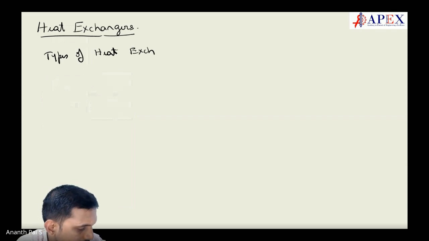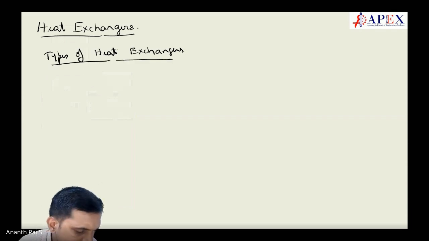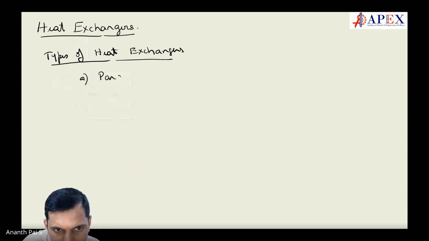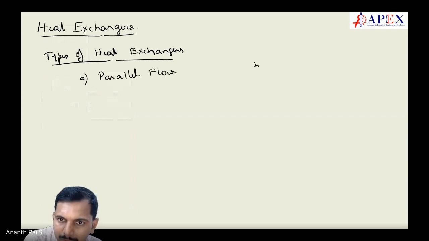Types of heat exchangers. The first one is called parallel flow heat exchangers, and the second one, B, is called counter flow heat exchangers. How the parallel flow and counter flow work, let us see.